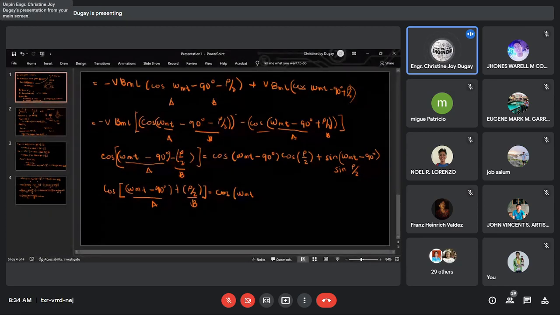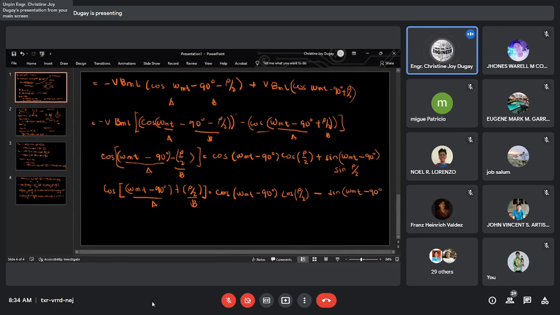Okay? So that is equal to cosine omega mt less 90 degrees, and then cosine rho over 2. Ayan. Then i-less natin. Since positive yan, magle-less tayo ng sine omega mt less 90 degrees, and then sine rho over 2.